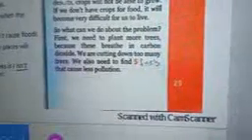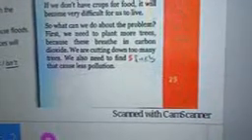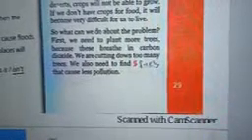So, what can we do about the problem? First, we need to plant more trees because they breathe in carbon dioxide. We are cutting down too many trees. We also need to find fuels that cause less pollution.